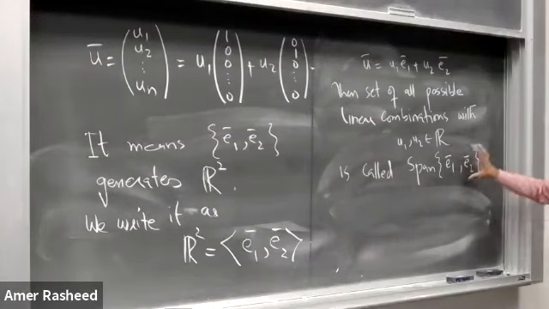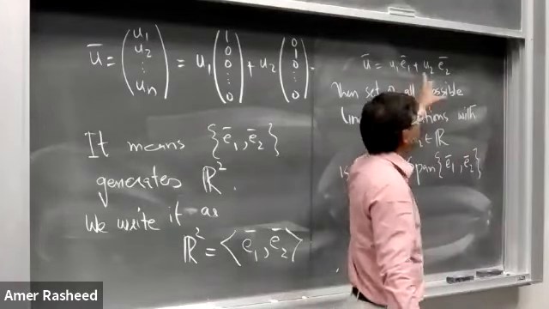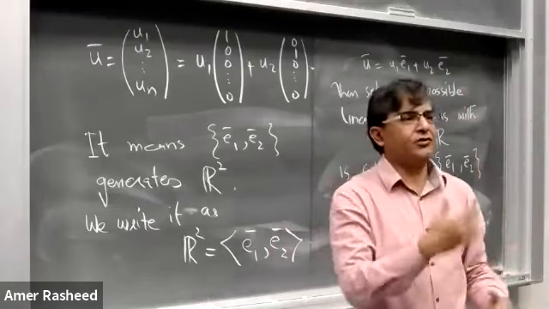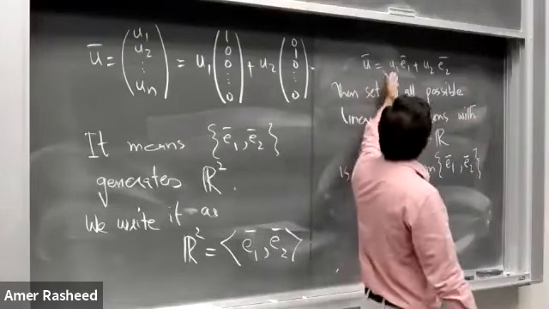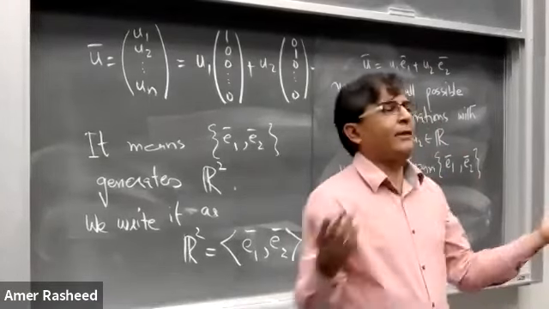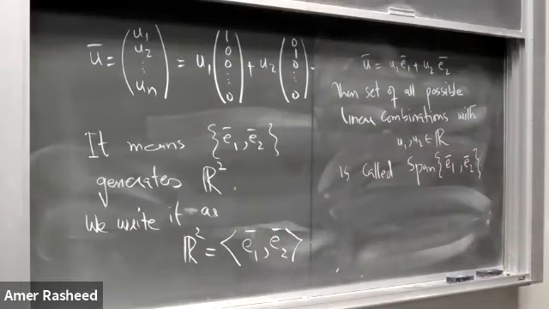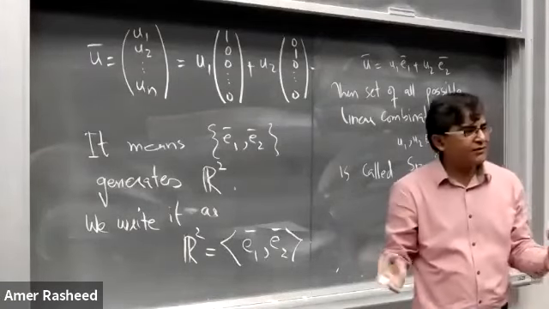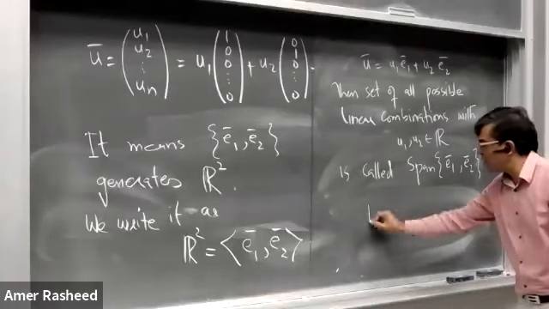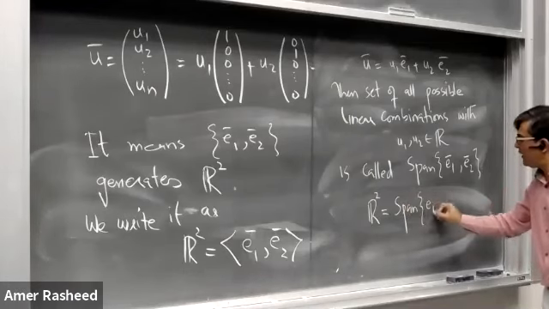Now this one, span of E1 and E2: you vary U1 and U2, and you'll get linear combinations. If you vary U1 and U2 in R, you'll have infinitely many vectors. The set of all linear combinations of these two vectors is called the span of these two vectors. And here, the set of all linear combinations is basically R2. So we can say that R2 is the span of E1 and E2.